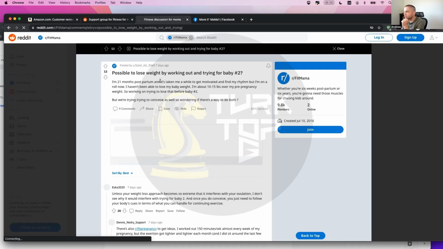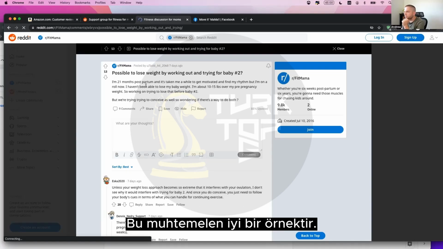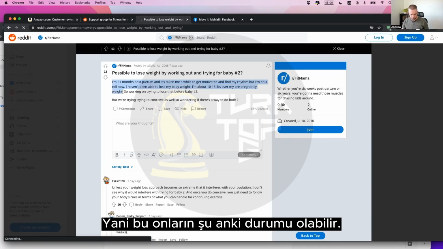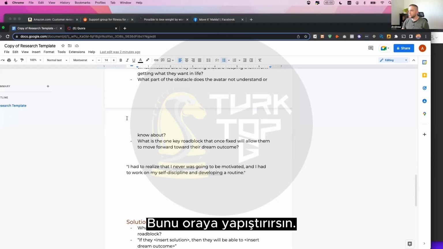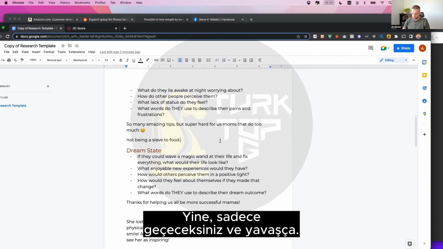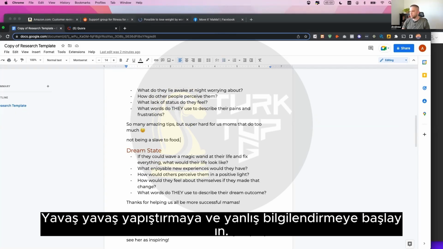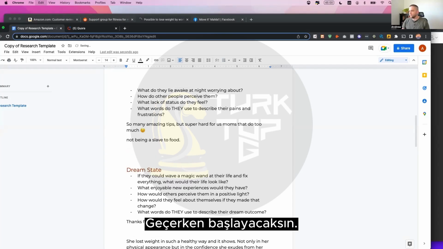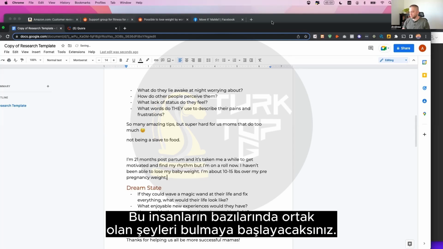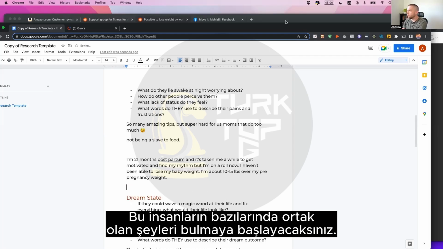Let's take a look at this. This is probably a good example of current state. So this might be their current situation. Paste that in there. Again, you're just going to go through and slowly start pasting in this information. As you go through, you're going to notice common threads. You're going to start trying to find things that are common among some of these people.